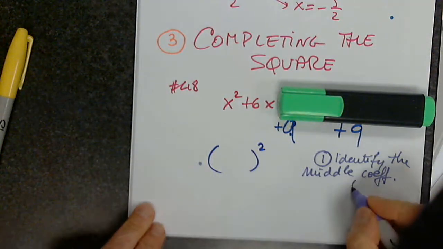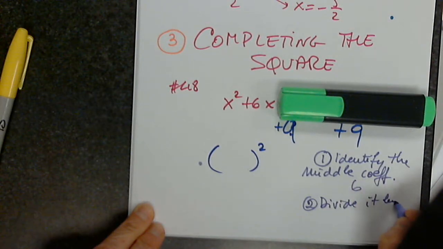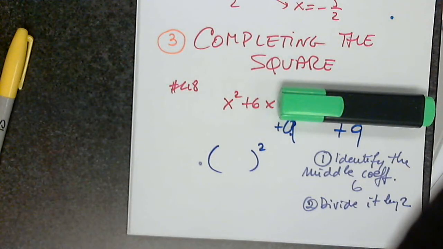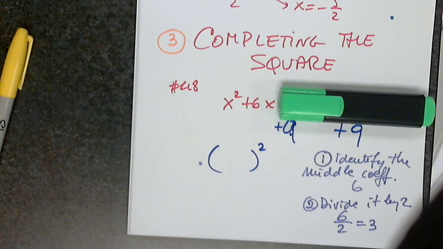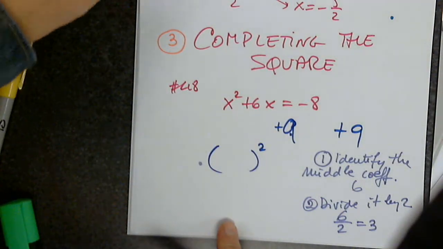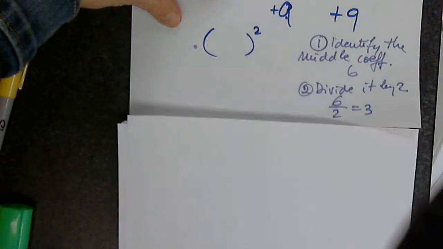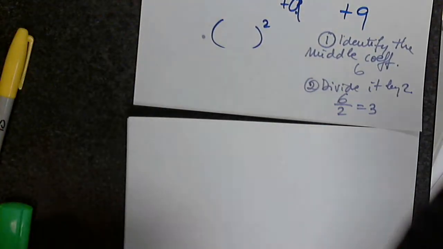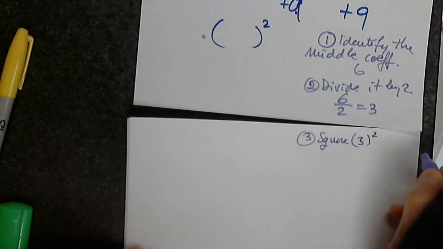Awesome. In step number 2, divide it by 2. It's the 2 from the formula in the middle. So 6 divided by 2 is? Good. Step number 3, square that number from the previous step. Step number 3, square 3. What do I get?